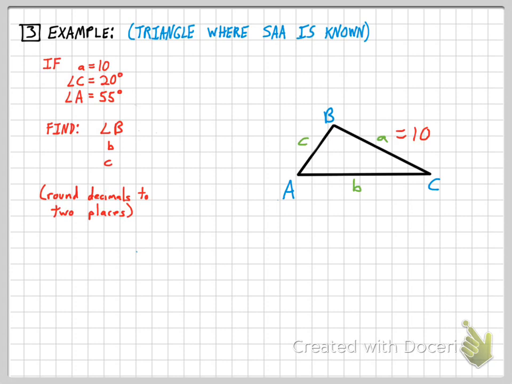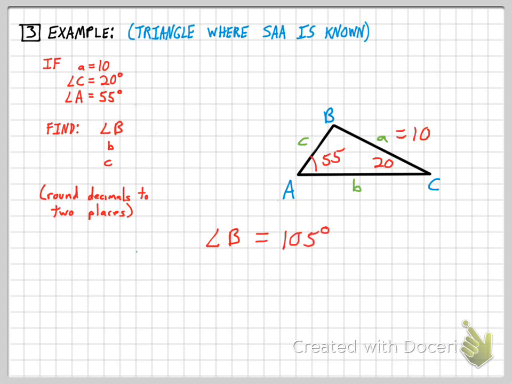I know side A, I know angle A, and I know angle C. And the question is to solve the rest of the triangle. Let's do this a little quicker. Angle B is just going to be what's left over from 180 when you add those two things together, so that turns out to be 105.